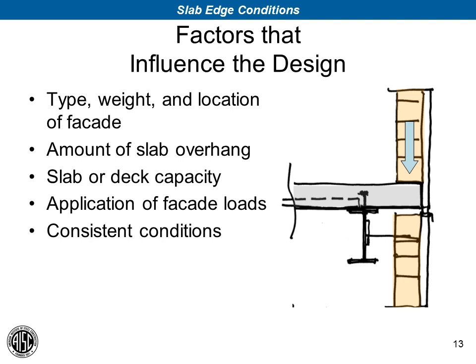And although I've put it here as last on the list, by consistent conditions, what I really mean is how consistent the slab edge condition is around the perimeter of the building at each floor level. Similar slab edge conditions throughout the project can lead to economy and easier inspection, while a variety of different slab edge conditions can make everyone's lives complicated and expensive.